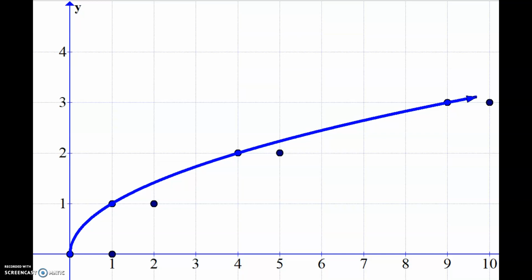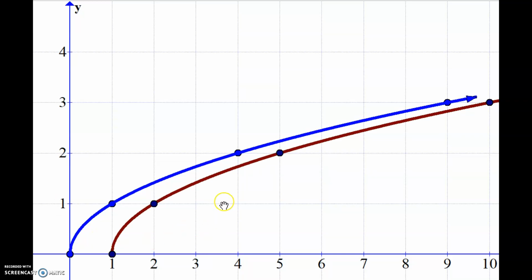And connecting these points, we'll see the graph of our second function, g of x, which is the difference of x and 1 inside the square root. Okay, so as you could see, what happened from this curve, this square root of x graph, to get the second function, it is translated 1 unit to the right. Okay, so translated 1 unit to the right.